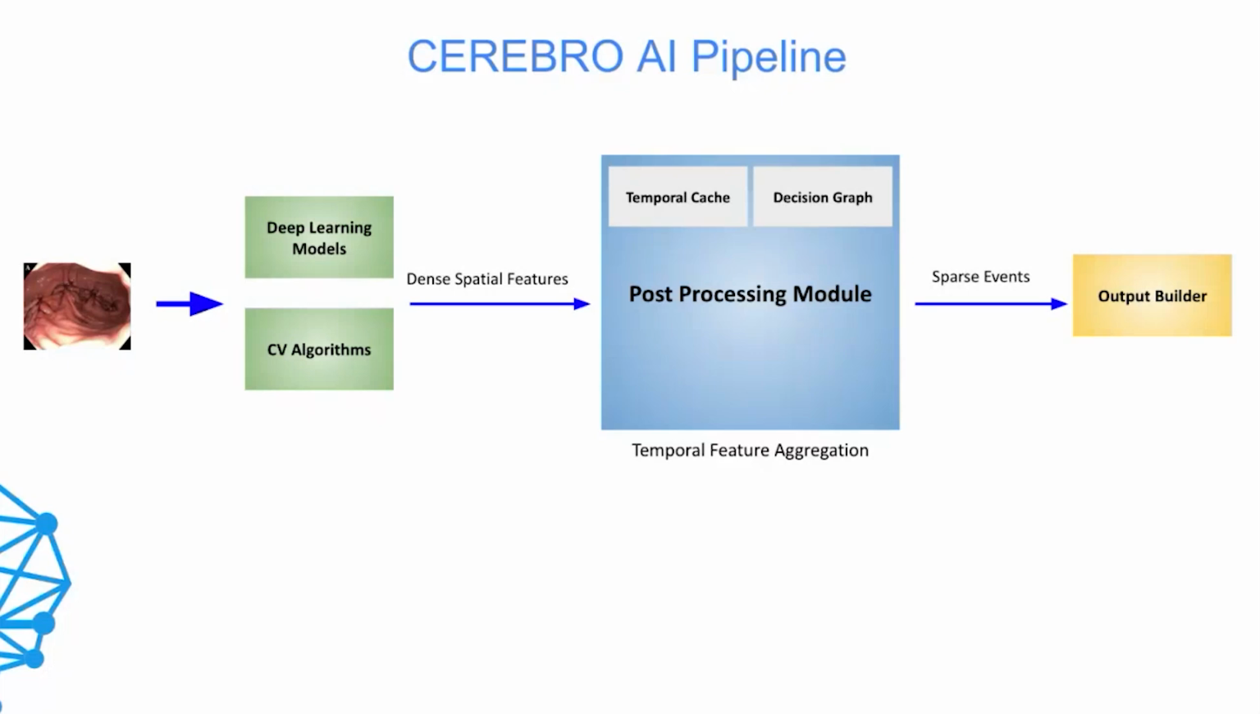This is a temporal feature aggregation module, which tries to improve on the degraded frames or similar looking frame problems and makes a decision based on temporal context. And it creates these sparse events where landmarks are detected as events, as well as any quality alerts that are shown. These events are then passed to the output layer, where the output builder creates the final overlay that is superimposed on top of the raw image to show the final output.